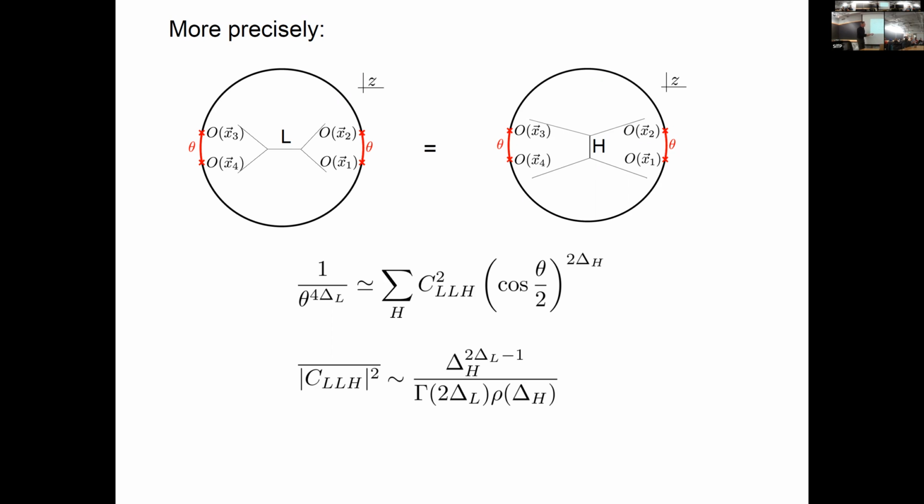And in some sense, what you can do here is that the right-hand side looks like a Laplace transform of C squared LLH. So in order to get the statistics of C squared LLH, you can start doing the inverse Laplace transform, and from that you get the statistics given here. So this is how you use low energy input to get a statistical statement of the averages of some of these coefficients. So this is an example of this way of thinking.